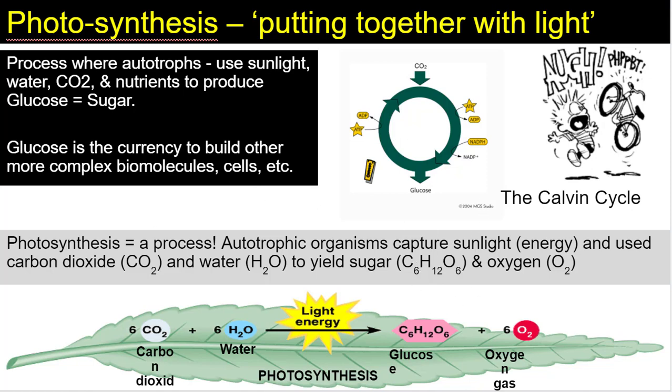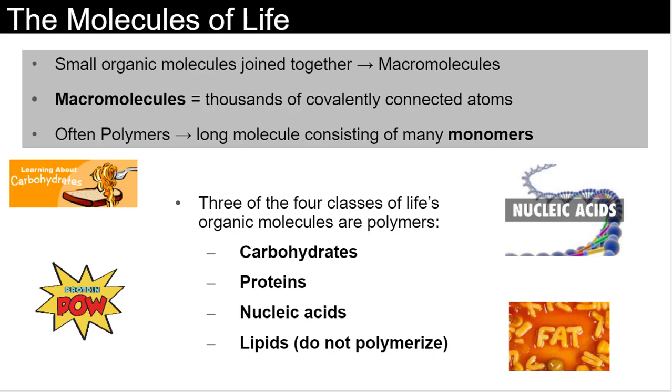So through this process, we get to this idea that there is a fundamental group of molecules that we all live by and that plants produce, right? So let's just quickly talk about the idea of macromolecules and polymers.